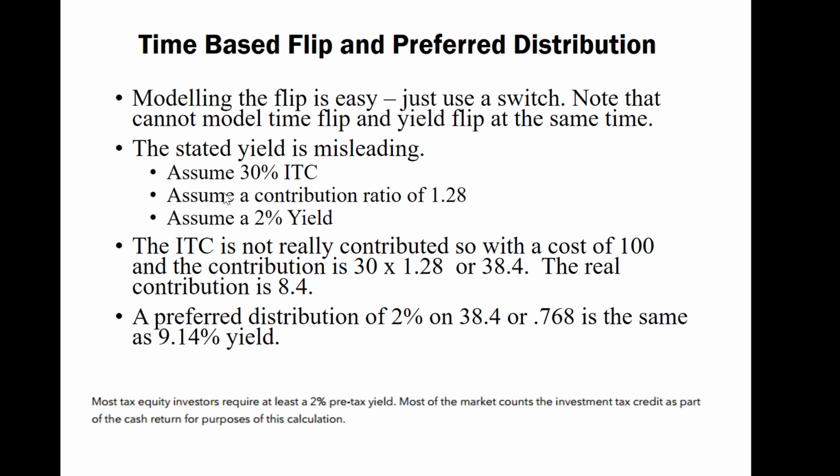let's say you have 100 cost, and that means you get the plant, it costs 100. That means you get 30% ITC. That means that 38%, 30 times 1.28, which is 38.4, 38.4 of the 100% goes into the investment. But your contribution, the money you really take out of your pocket, is 8.4. Now, if you got 2% not on your 8.4 real contribution, you get 2% on the 38, which is 7.68. That's 7.68. That's like a 9.4% yield.